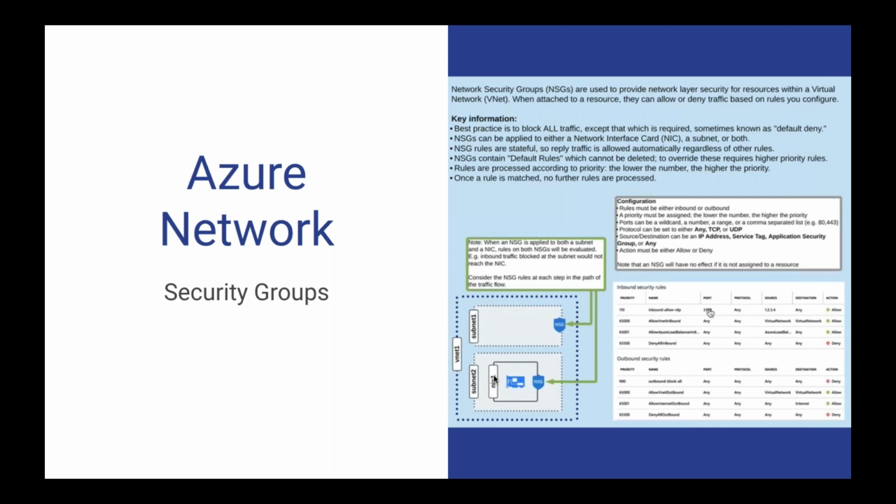We call this network security group, or in short NSGs. Network security groups provide security to this layer. You have to create them separately. These are another service and they are also chargeable. Once you create them, you have to attach them to network interface cards.